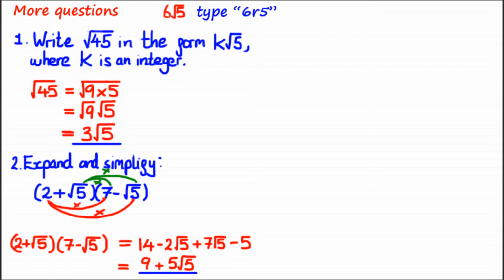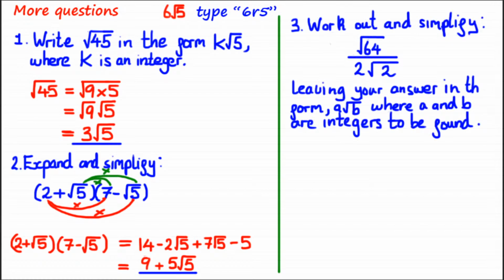Okay, so the next question. All right, so this one's, let's see how you guys get on. Work out and simplify the square root of 64 divided by 2 root 2, leaving your answer in the form a root b, where a and b are integers to be found. All right, let's just change that to nice and blue there.